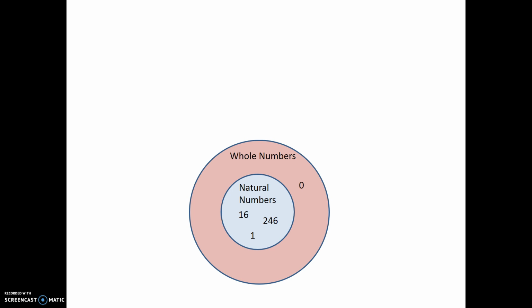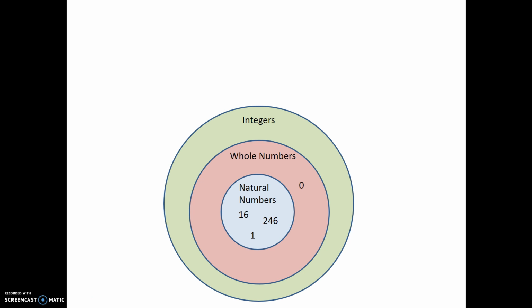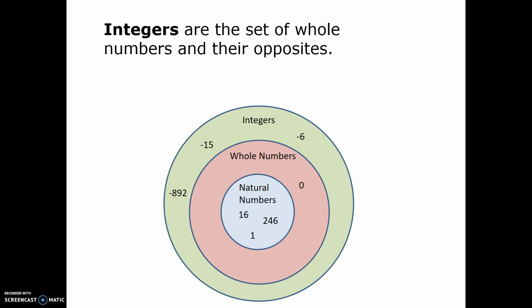Now, integers are going to make up our third circle. And again, notice the entire whole number circle fits inside integers, which means natural numbers and whole numbers are also considered integers. Integers are the set of whole numbers and their opposites. So that's where we have negative numbers now. And we write negative numbers with that little minus sign out in front because it is a negative number. And we're going to talk more about negatives and positives and how we represent them in just a minute.